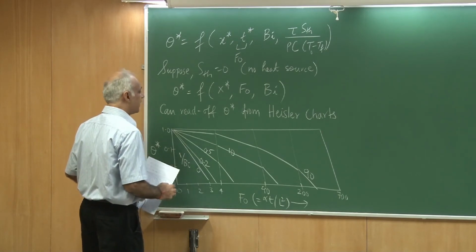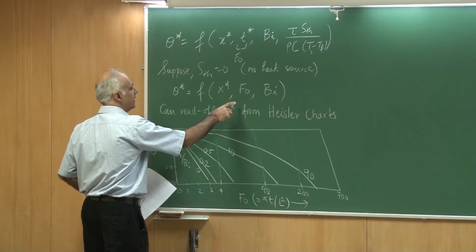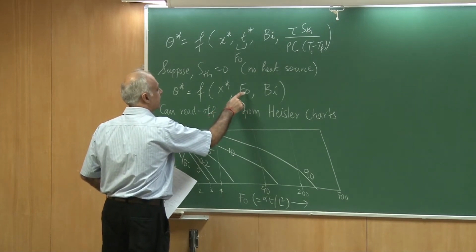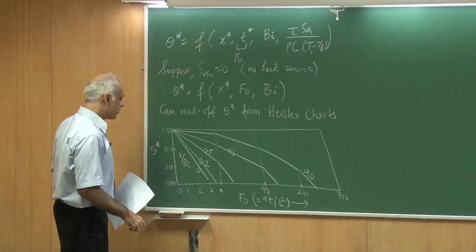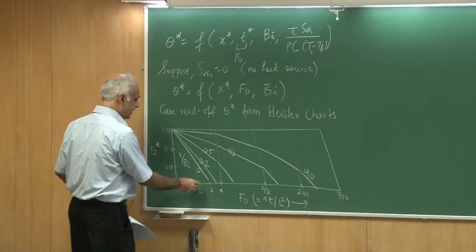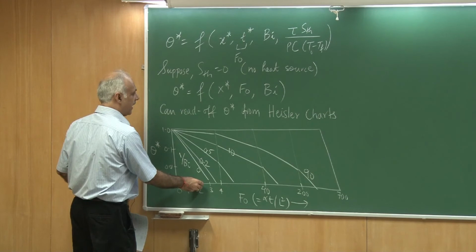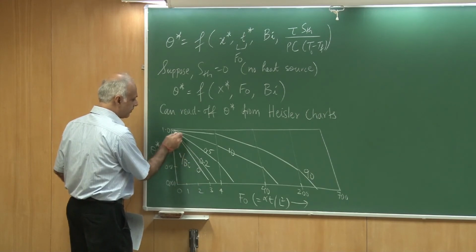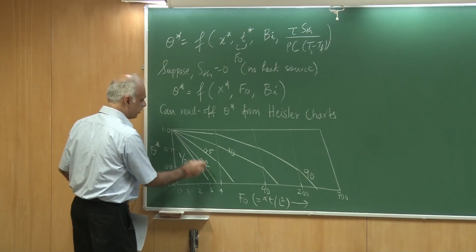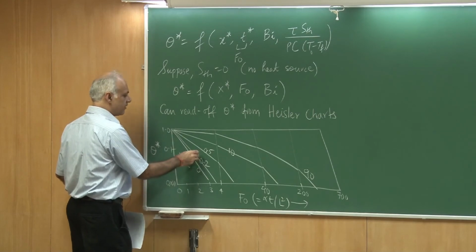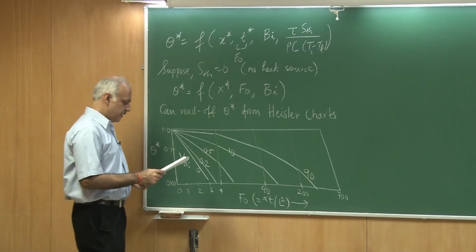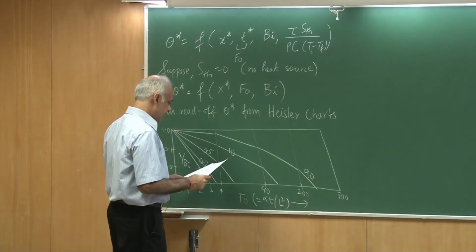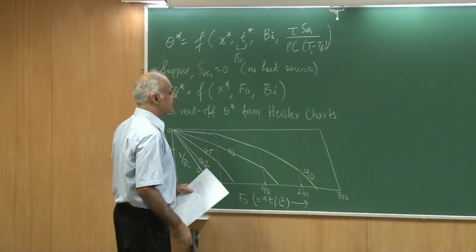what is your x star location, okay, then you figure out what is your Fourier number and what is your Biot number. So if you look at your Fourier number, let's say it is a value of 2, and I know my Biot number, suppose my Biot number corresponds to 0.2, so then I am on this line and I look at this value. So that's the value of the theta star that I would get from the Heisler charts.